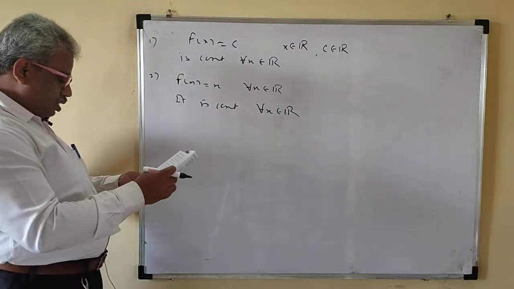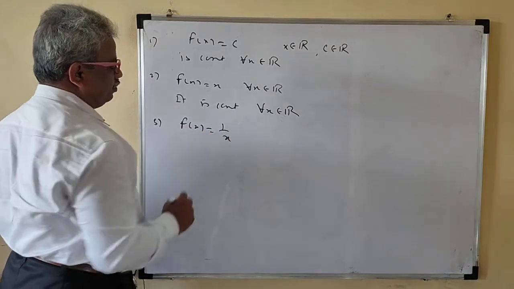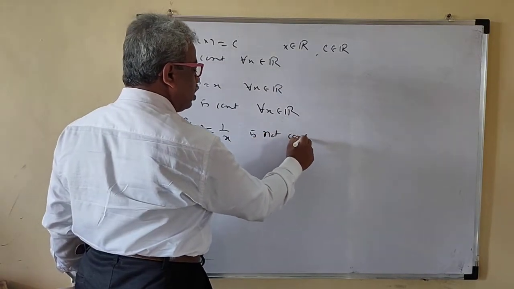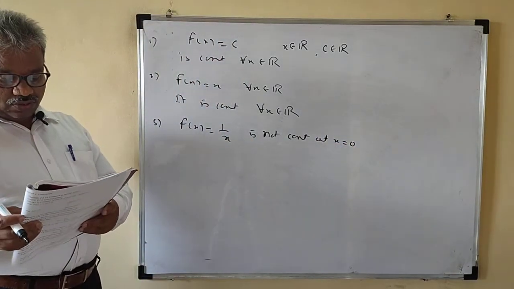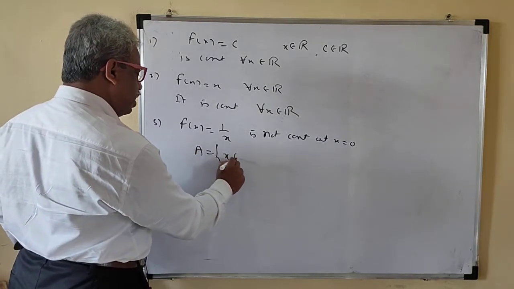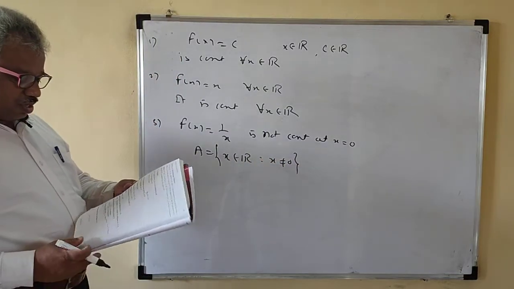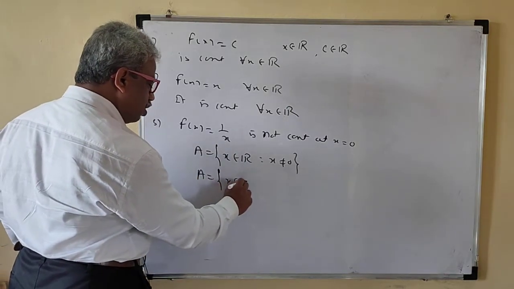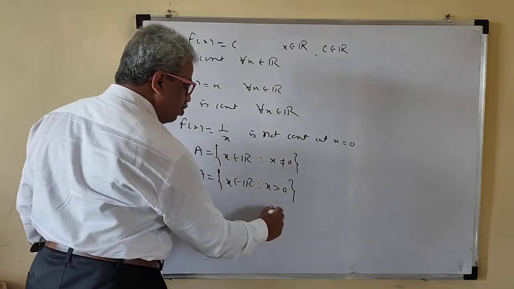The next example: suppose we are given f of x is equal to 1 upon x. It is not continuous at x is equal to 0, because it is not well defined at x is equal to 0. So this function is continuous on A, the set of x belonging to R such that x is not equal to 0. You may say that on the domain x greater than 0 the function is continuous, and on x less than 0 the function is continuous.